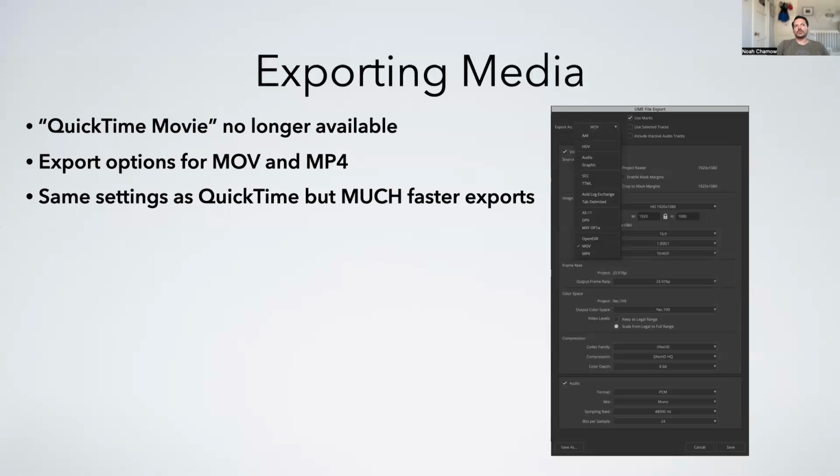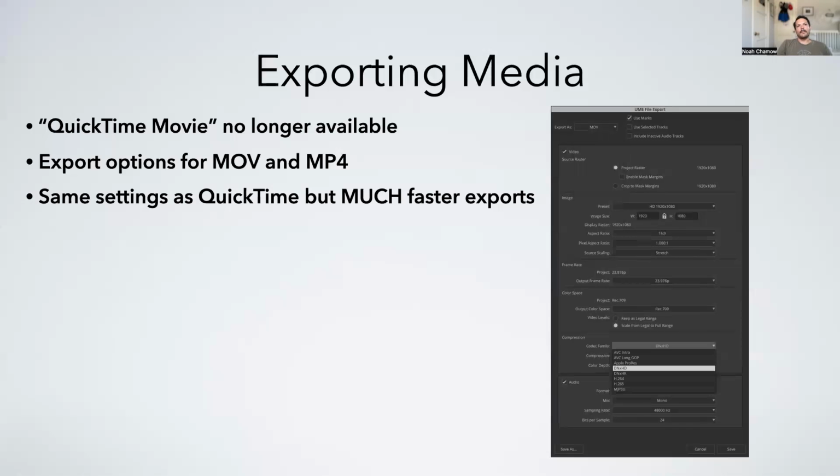So you can now export things in probably half the time that you could before, using UME instead of QuickTime. And you have, for the most part, all of the settings that you had within your QuickTime export window. And you can see here through this dropdown, you have options for AVC Intra, AVC Long GOP, Apple ProRes, DNxHD, DNxHR, H.264, H.265, and Motion JPEG. So a lot of different options for exporting with this MOV dialog.